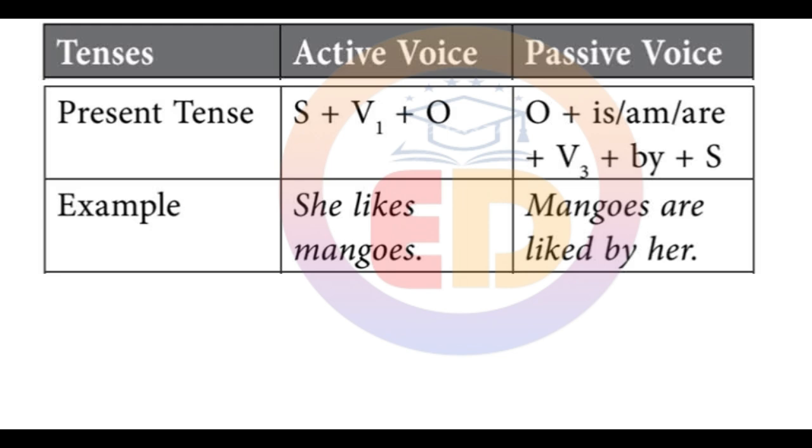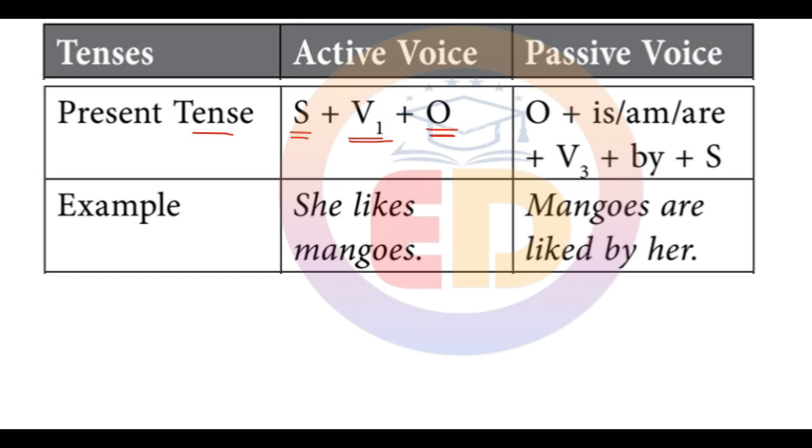Now let us understand through the form of tenses the conversion of active voice to passive voice. The first is present tense. In the present tense, the structure of active voice is subject. In the upcoming example, S will denote subject. V1 is the first form of verb plus object. O will stand for object. As we will continue with our discussion, S will stand for subject, O will stand for object. So the construction of present tense active voice is subject plus first form of verb plus object.